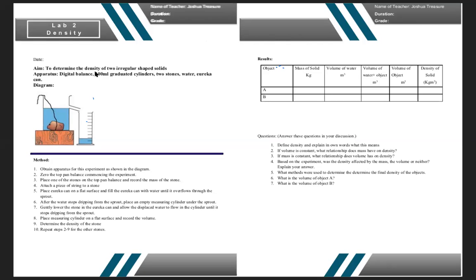Density. Based on the experiment, what was the density affected by: the mass, the volume, or neither? Explain your answer. So what would the answer be? Yeah, that's good. All right, so no problems in this then. Any problems? All right, I'll take that as a no. Please stop me if you're having a problem.